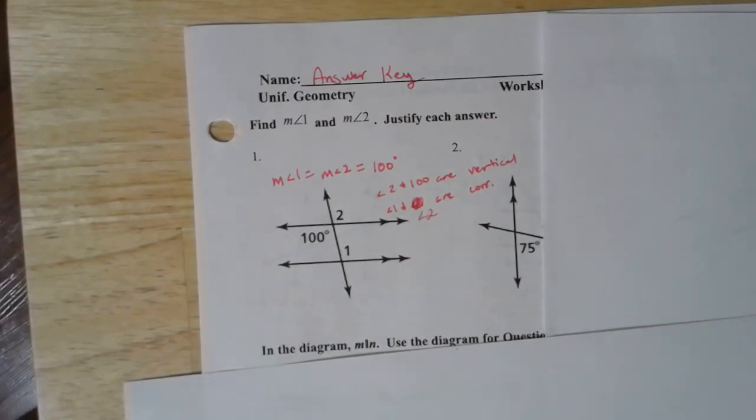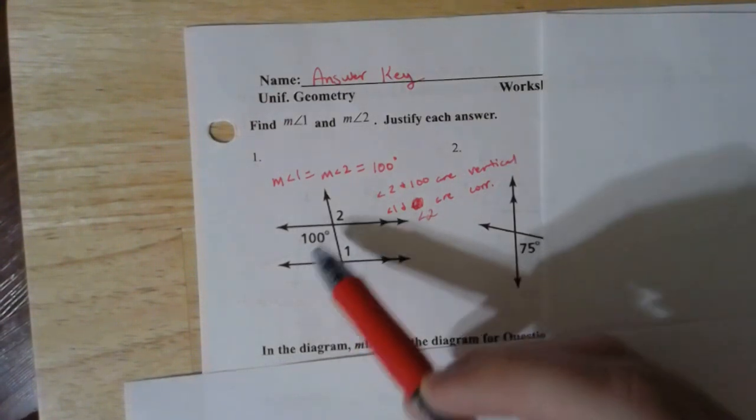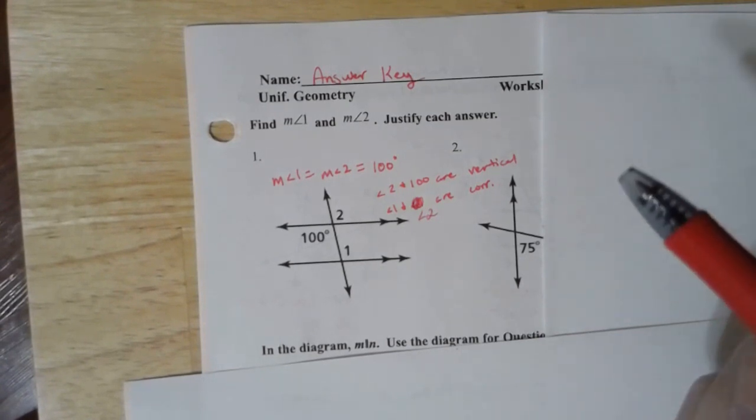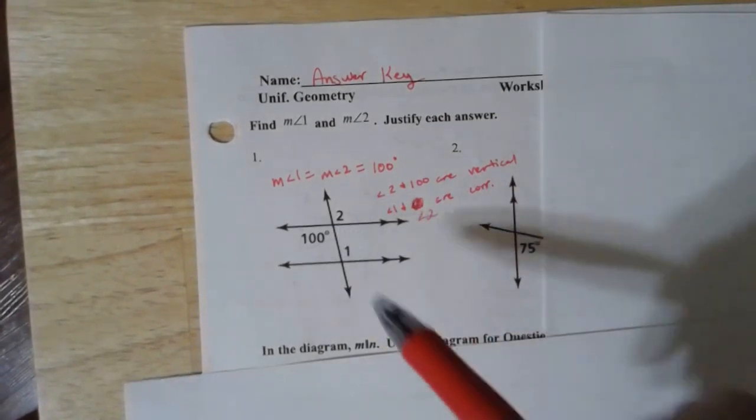All right, so now we get into 4.2b. The second half of 4.2 was all about taking the angle relationships we learned in the first part of 4.2 and applying these relationships in application problems. So let's look at number one. We need to find the measure of angles 1 and 2 given this angle right here. So we need to use our knowledge of the angle relationships in order to determine what angles 2 and 1 can be.